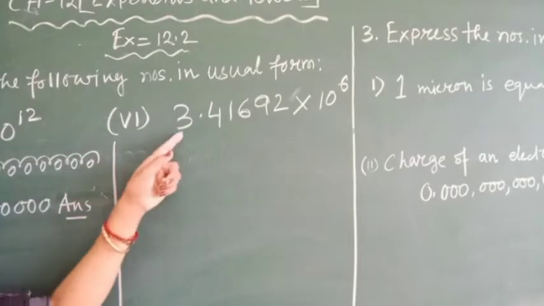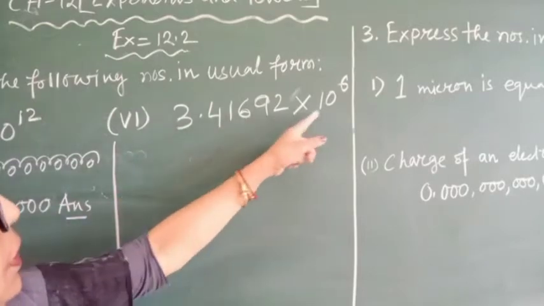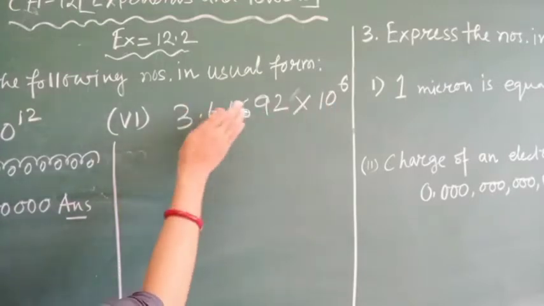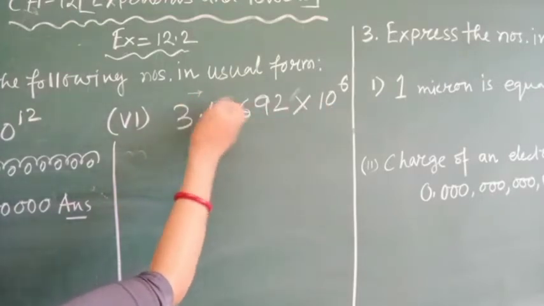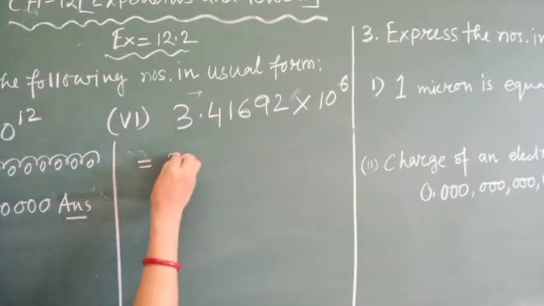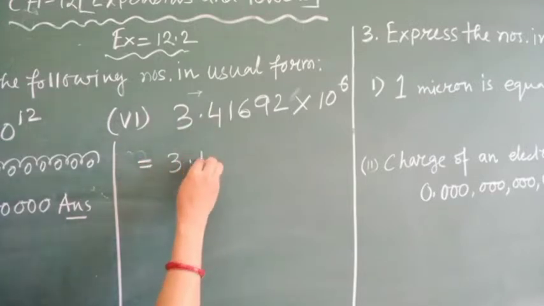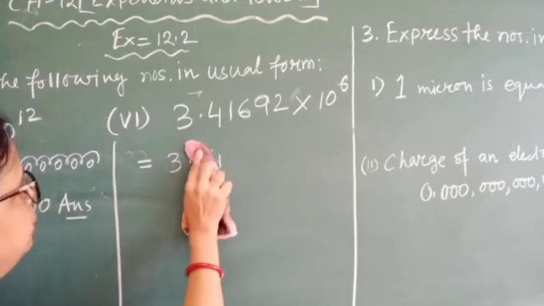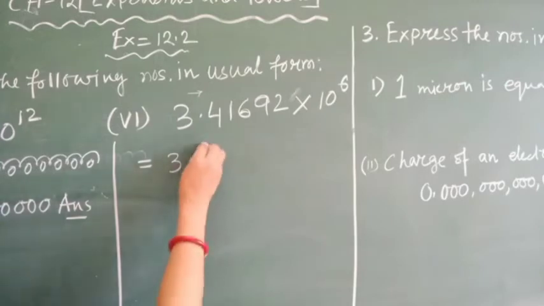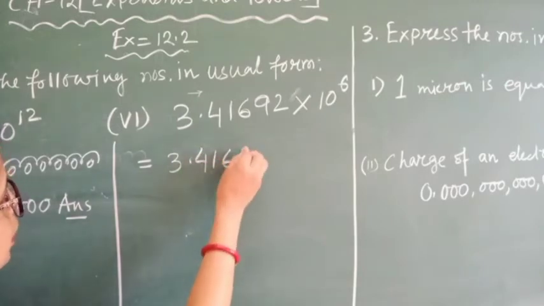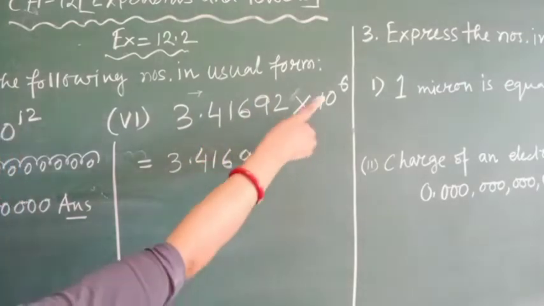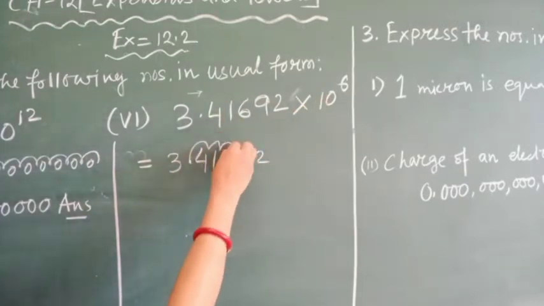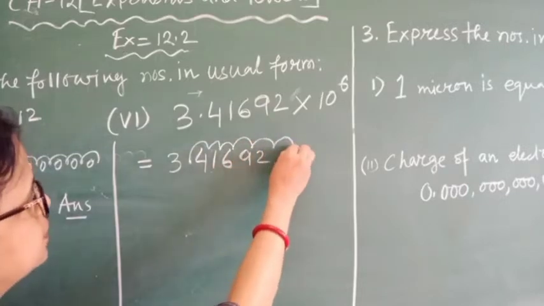Next sum is 3.41692 into 10 to the power 6. It is also a positive power, so the point will move towards the right side. So the result is 3.41692, and the point will move 6 places towards the right. 1, 2, 3, 4, 5, 6.